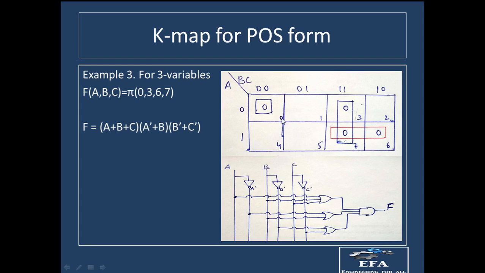So in cell number 0 we'll put a 0, in cell number 3 we'll put a 0, in cell number 6 we'll put a 0, and in cell number 7 again we'll put a 0. Okay, so now you can see we are having four zeros over here, and we have to group them. So how can we group them?